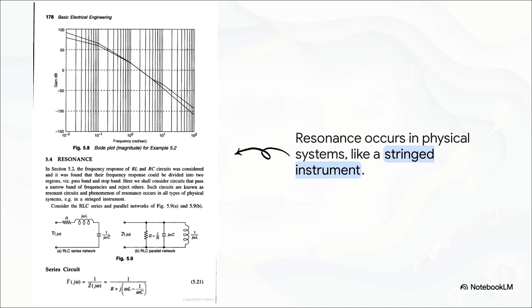Just as a guitar string vibrates at a specific frequency based on its tension and mass, an RLC circuit resonates at a specific electrical frequency based on its inductance and capacitance. The math is identical. The physics are identical. The circuit is quite literally singing.